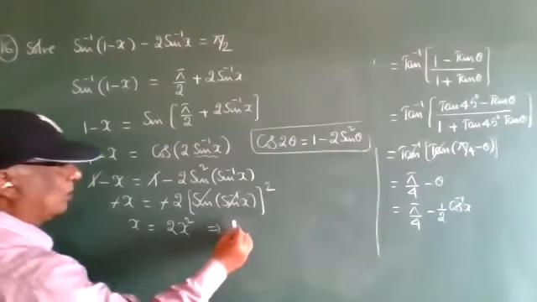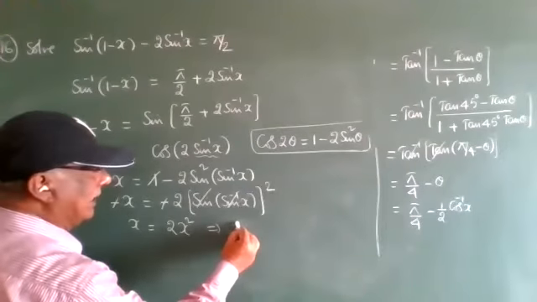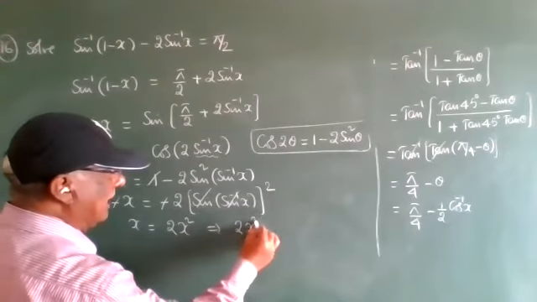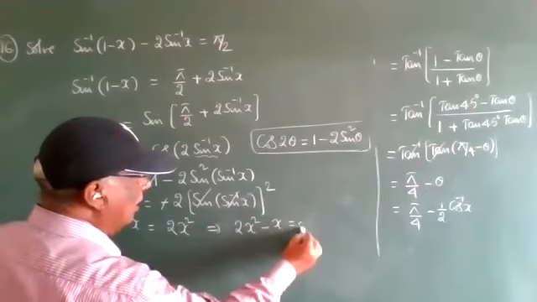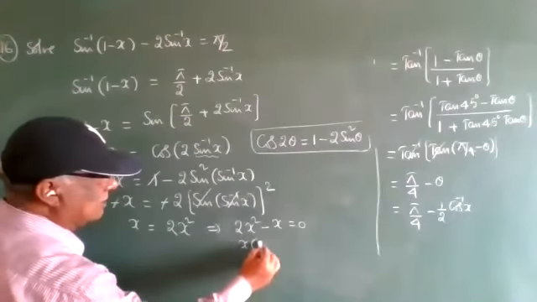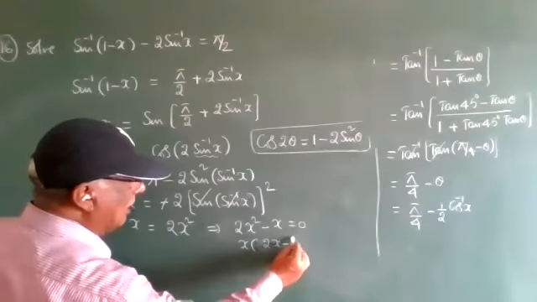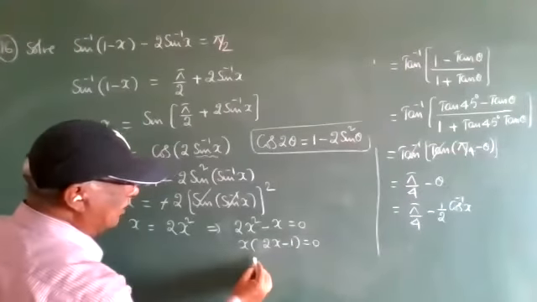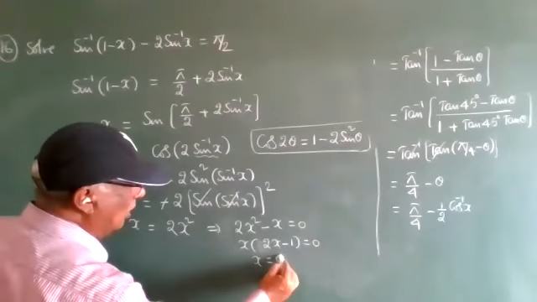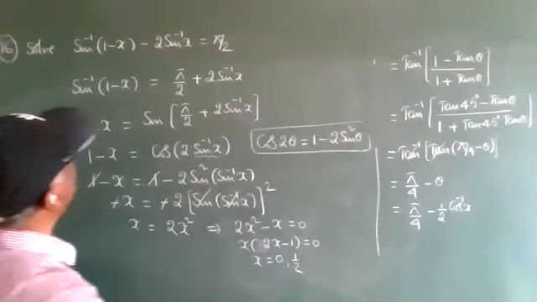Right. Take 2x common. 2x square minus x is equal to 0. x common. So x times 2x minus 1 is equal to 0. x is equal to either 0 or 1 by 2.